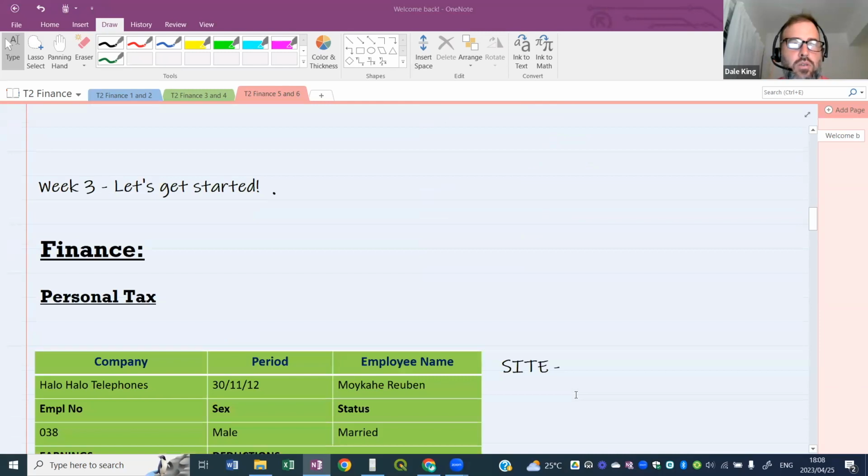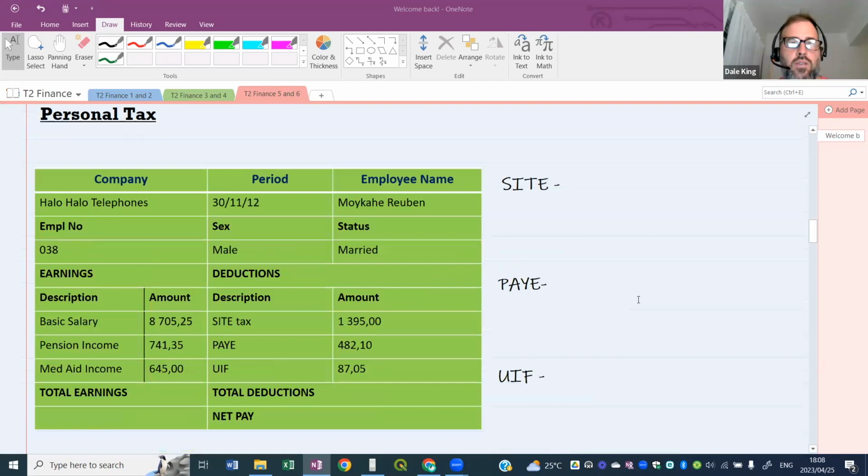Looking at personal tax. So what I've got here is what looks like a pay slip, okay? And there's a lot happening here and a lot of personal tax items that we need to talk about. All right. So let's first have a look at the salary slip as it stands.